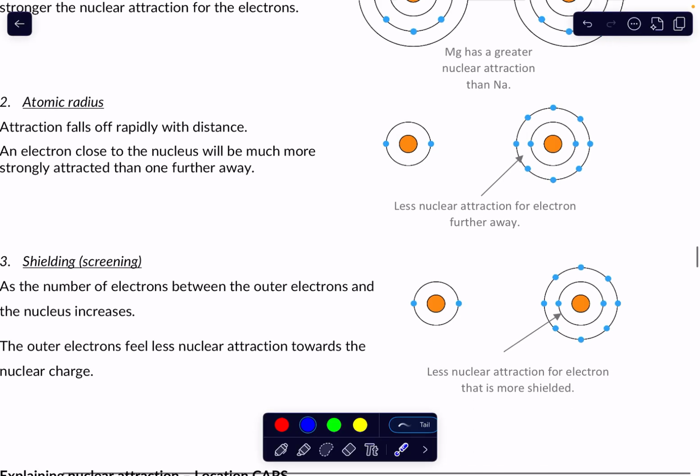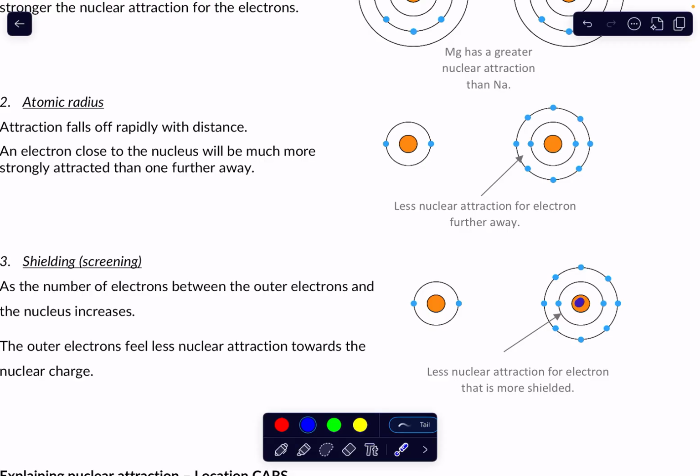Shielding, also known as screening, is to do with the number of electrons in between the outer electrons and the nucleus. Typically we're referring to shells, but it can get a little bit more specific when we talk about subshells later on. But mostly we're talking about the number of those big shells. As you can see here, nucleus to electron, there's no shielding, there's no shells in the middle of it. It's a straight attraction to that, so there's nothing blocking that.